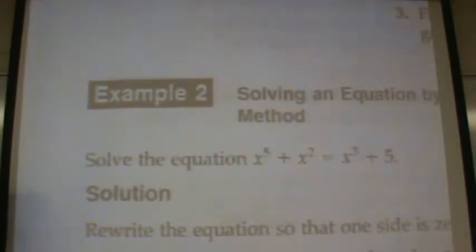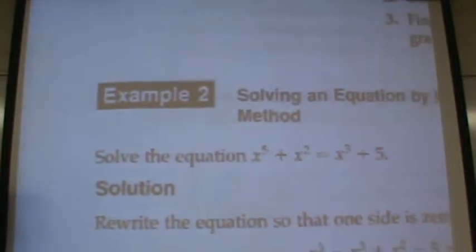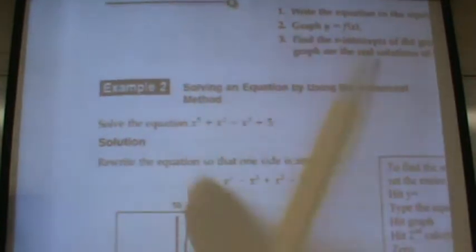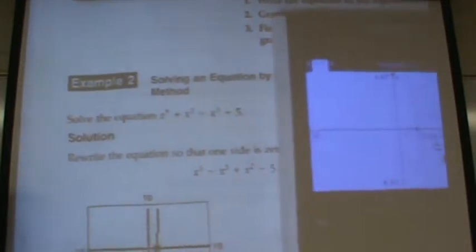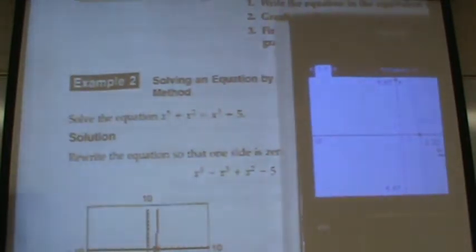Okay, now, this one, example 2, is asking you to use the x-intercept method. Now use the calculator you feel more comfortable with. I'm going to use the Inspire. I want to get out of my comfort zone. I want to use the Inspire as much as possible. I want to get good at this. This is the Cadillac of calculators.